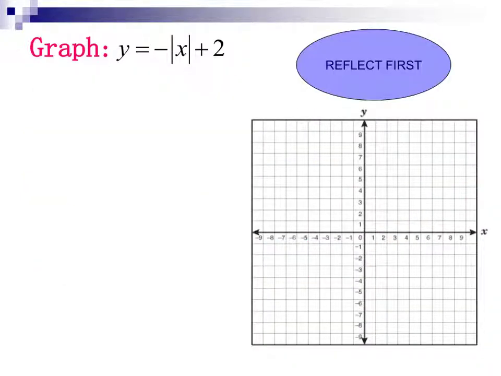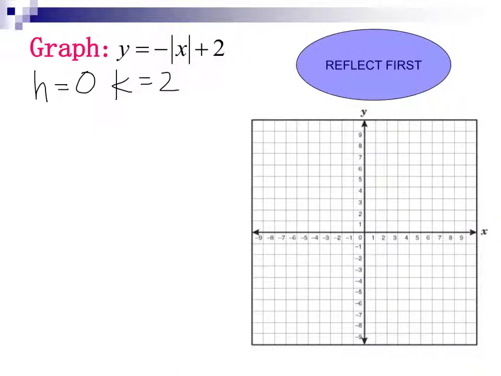Alright, let's look at this one. Here we have a negative sign out in front, so we know that this is going to be reflected. It's going to open down instead of opening up like it has been before. Let's go ahead and look at our h and k first. Our h is 0 because there's nothing here with x, and our k is going to be 2 because of the number that follows that absolute value.